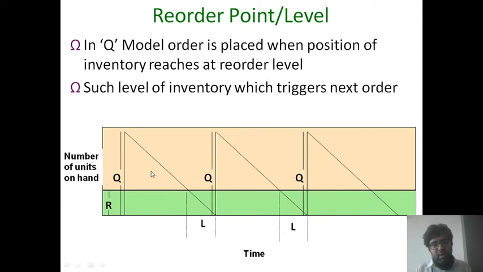Whenever the inventory falls below the reorder level, here we have to place the order. Once we place the order, the goods are delivered here, so our inventory becomes full again. This time is known as the lead time, and the cycle continues. The same thing is explained in the PPT, just go through it.